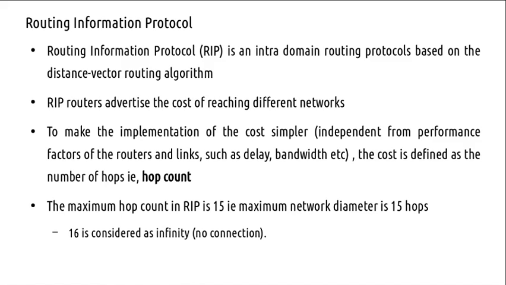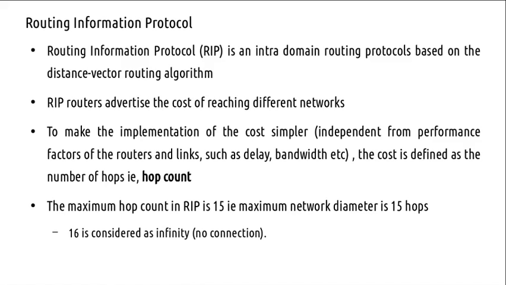Here we need to define the routing cost. The routing cost here is the hop count, the number of hops to reach from point A to point B. RIP is specifically suited for smaller autonomous systems, say those whose diameter is within 15 hops, that is 15 routers. If the hop count is 16, the destination is designated as unreachable. The maximum is 15.